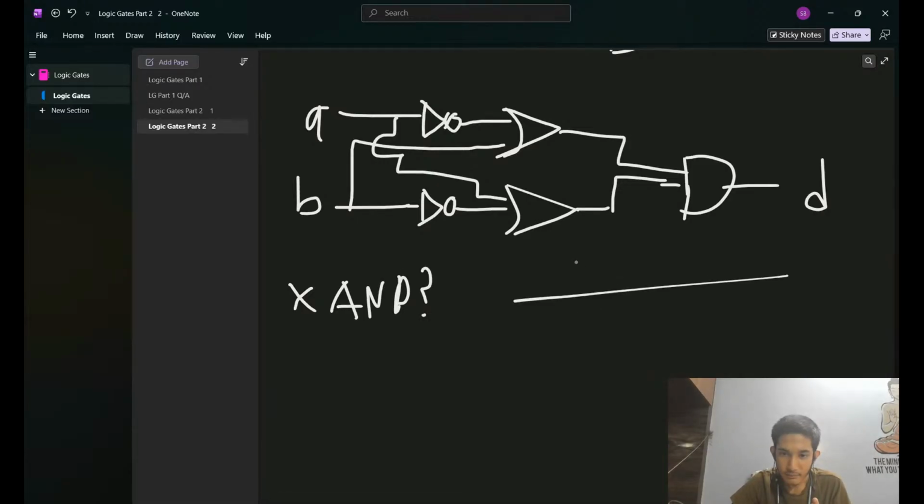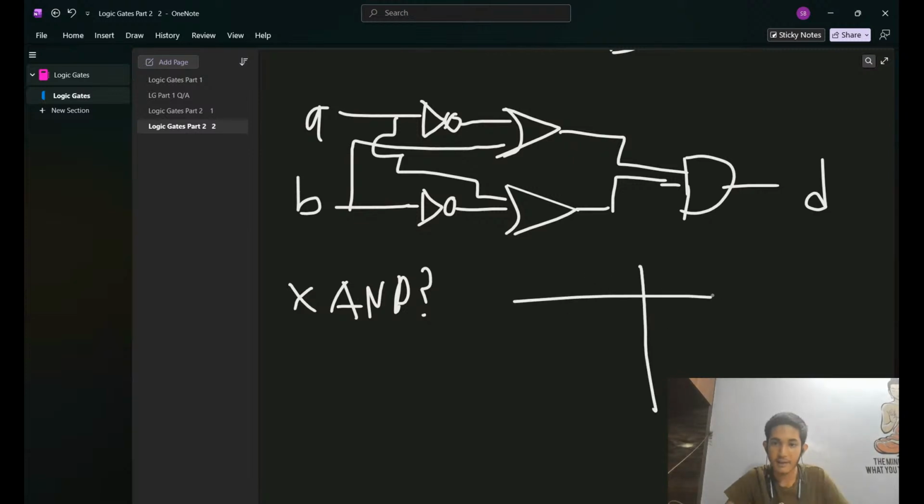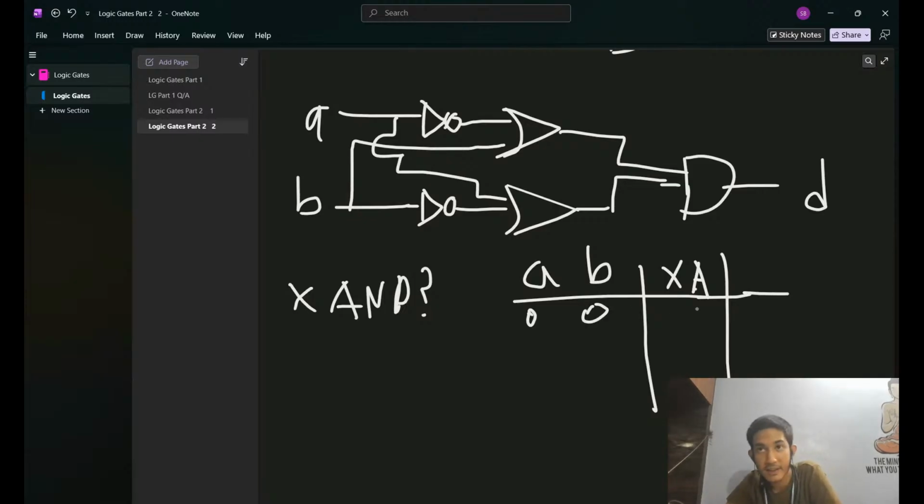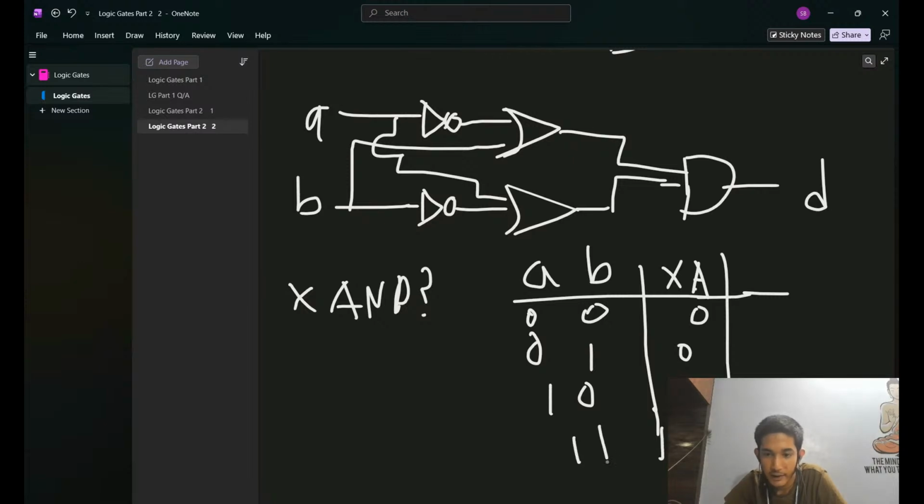Let's just look at this. You'll see why I'm doing this later on, okay? Now we have A, we have B. So we have 0, 0. As per AND rules, that's 0. 0, 1, which is 0. 1, 0, which is 0. And 1, 1, which is again 1.